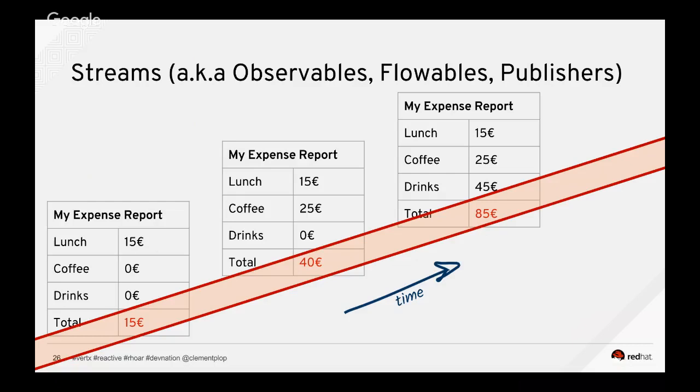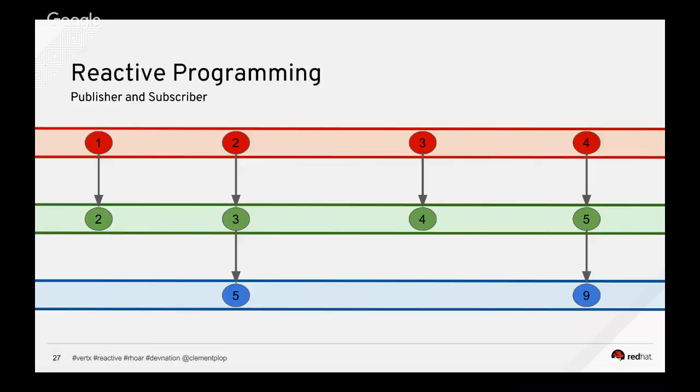So the stream of values, depending on the reactive programming technology you are going to use, has different names. It can be named observable, flowable, flow, or publisher, depending on what you are using. But we are going to use RxJava 2, and we are going to use the flowable concept. But to give another example, because that's what reactive programming is about: streams.